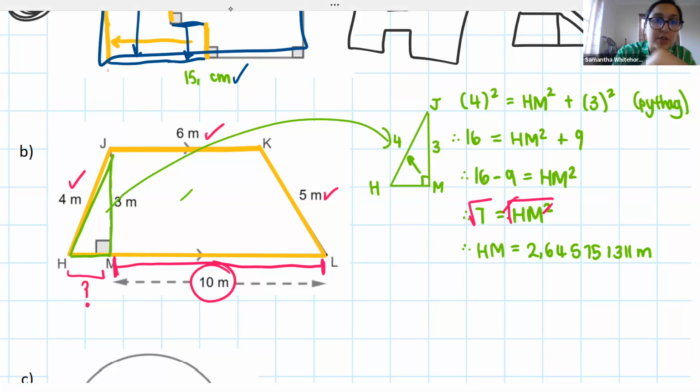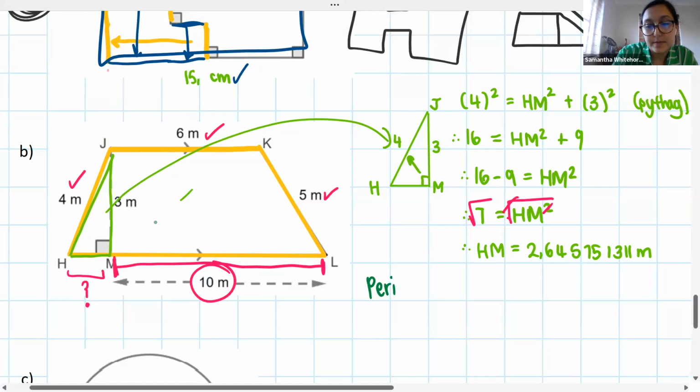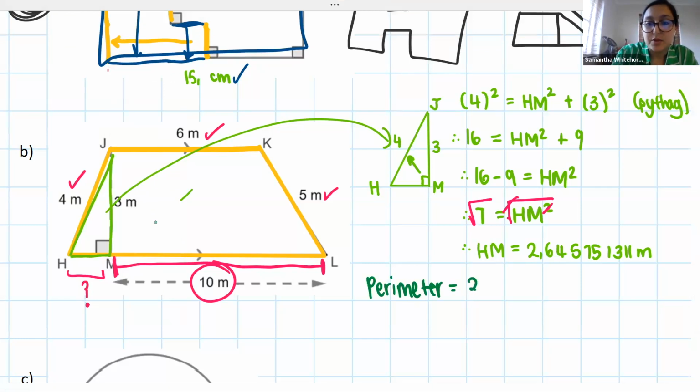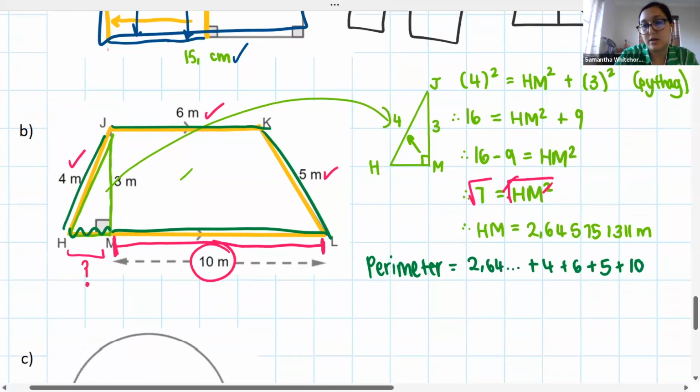So now when we want to determine our perimeter, you can just say P, you don't have to write perimeter each time. We've got this 2,64, and then I'm just going to use a dot, dot, dot to show that it keeps going, plus my 4 meters, plus the 6 meters at the top, plus the 5 meters down the side, plus the 10 meters down at the bottom. I've already included HM right at the start.